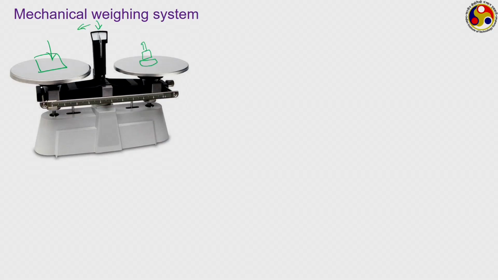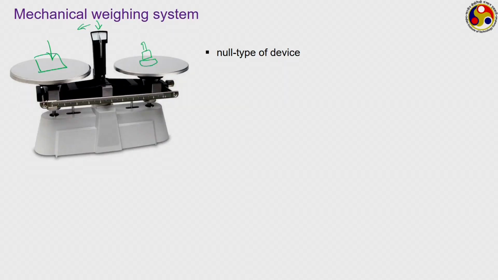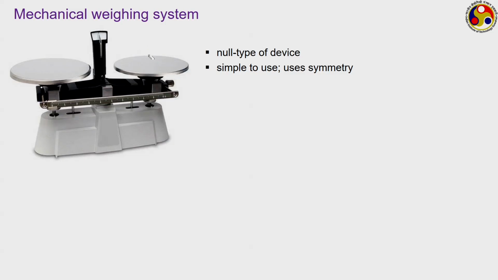So, this is a perfectly null kind of measurement, where there is a deflection, but we are trying to negate the deflection or get it back to the null position. So, it is very simple to use. We generally use symmetry, because one common principle is that the distance of the pivot from both sides should be equal, so that we can get a proper force balance.